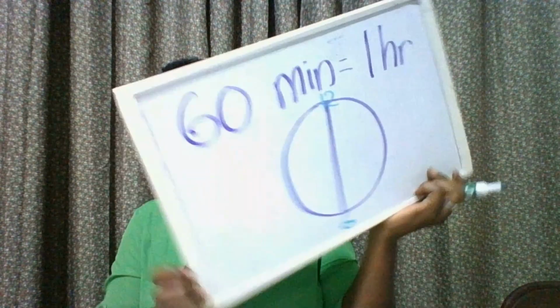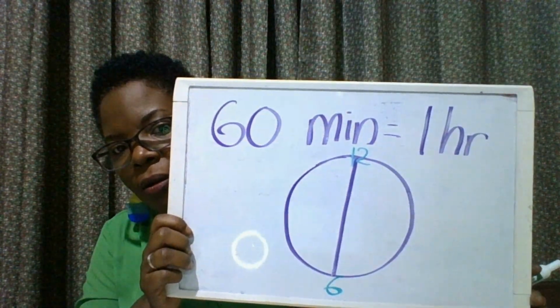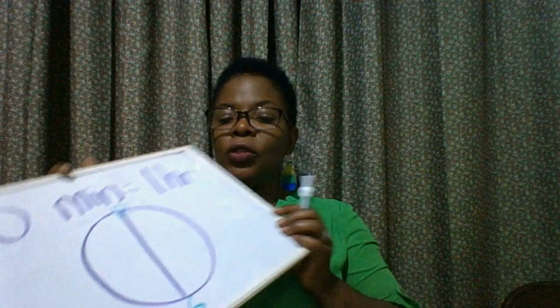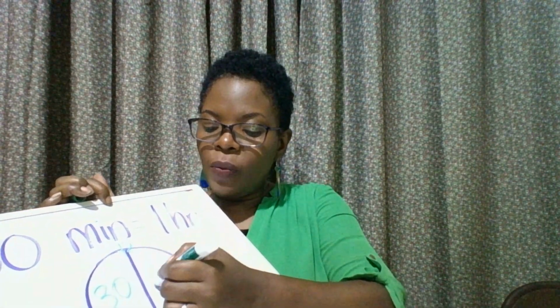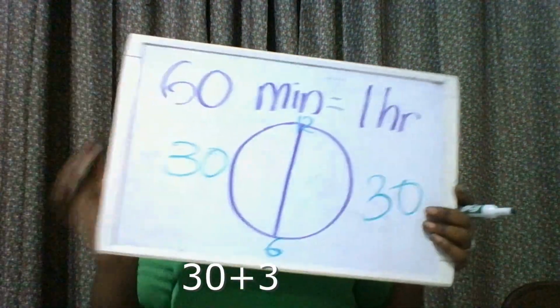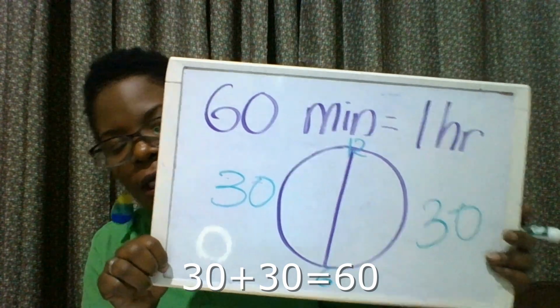So remember, since this is our clock, let me put my 12 and my 6. There we go. My clock, right? This is a half. So over here we have 30 minutes. Let me put them outside. 30 minutes, and over here is 30 minutes. So 30 plus 30 gives us 60.